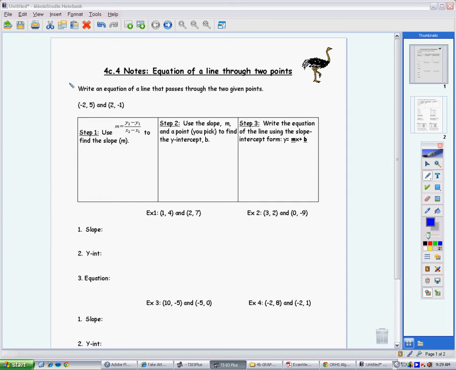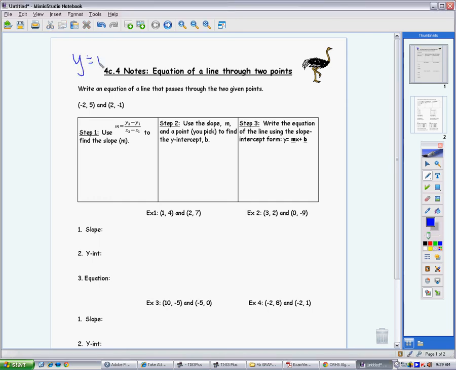In 4-2C, they did not give us the y-intercept, and we had to find it using y equals mx plus b. And then on parallel and perpendicular, they didn't give us the slope or the y-intercept. So now we're building again where we're just getting 2 points. And we are still going to be using y equals mx plus b to help us write the equation of the line. Now they don't give us slope and they don't give us y-intercept. So we do have to find these two components before we can write our equation.